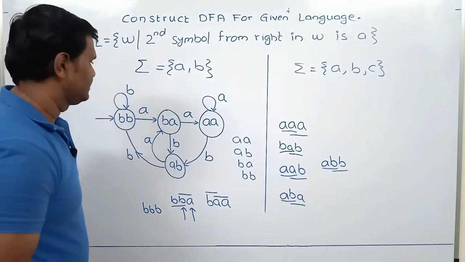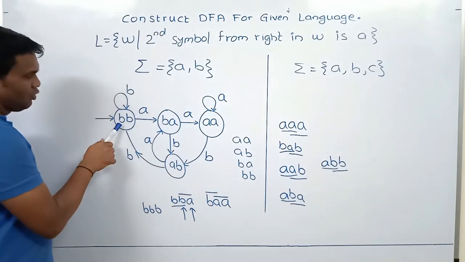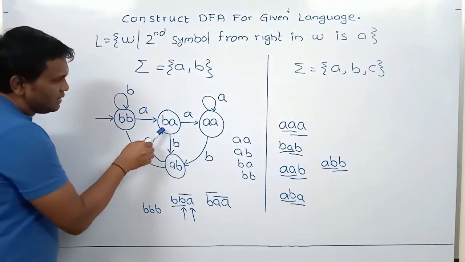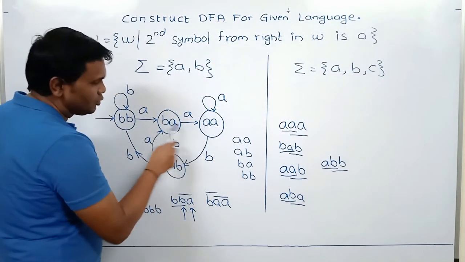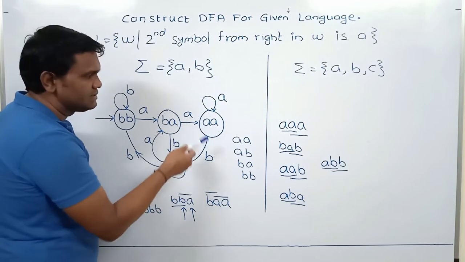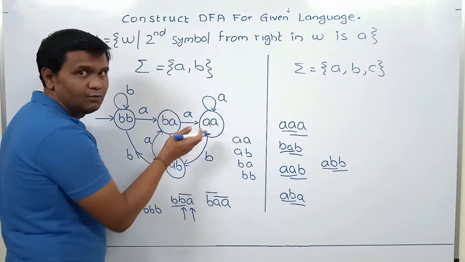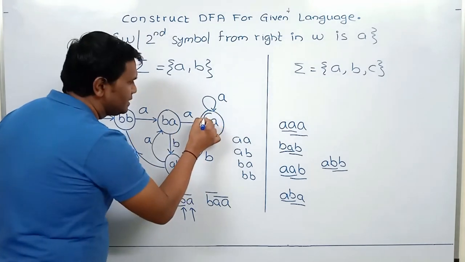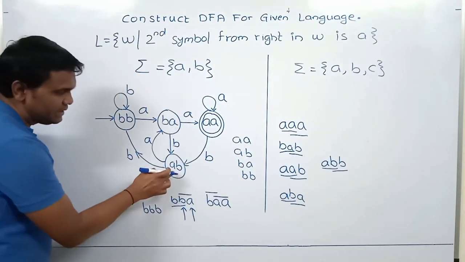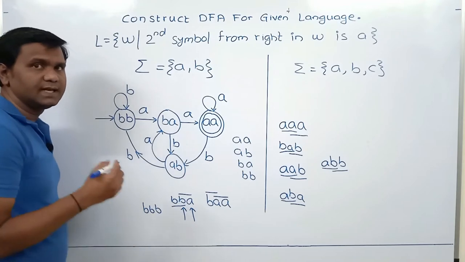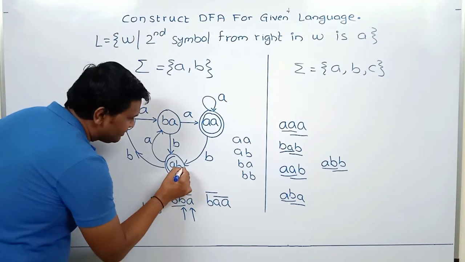What about final states? Here, the last two symbols are BB. The second symbol from right is B, so it is a non-final state. Likewise, the second symbol from right is B, non-final state. If string processing is in AA, that means the second symbol from right is A. So if string processing ends in this state, we have to accept the string. So we mark this as a final state. Here also, if string processing ends in this state, it means the second symbol from right is A. So we mark this as a final state and accept the string.